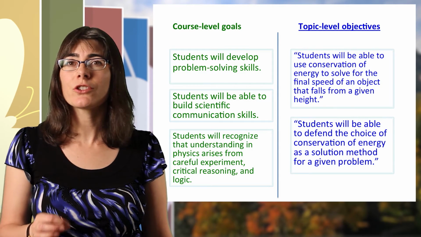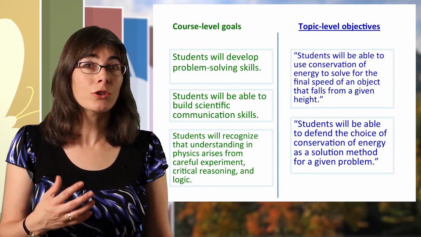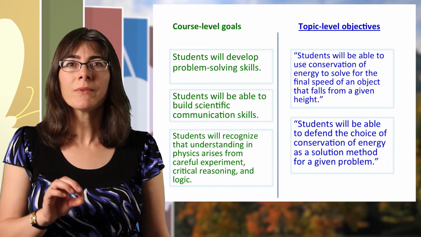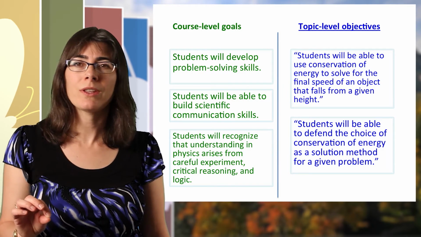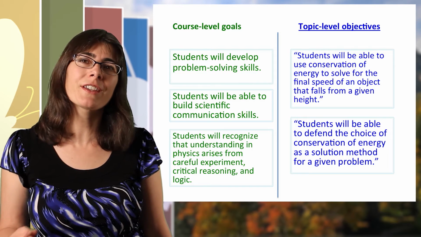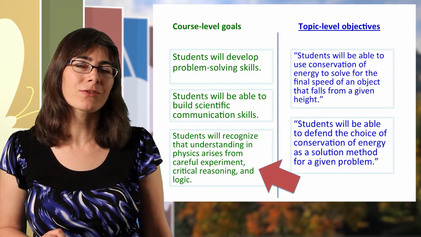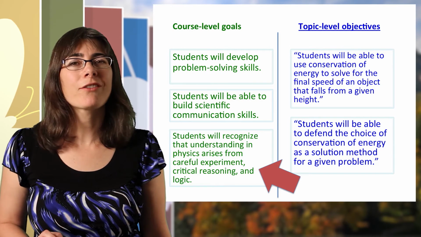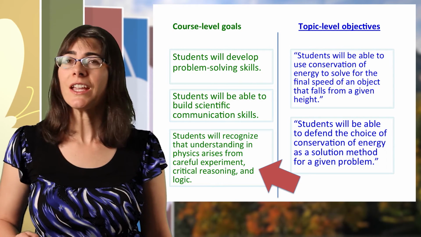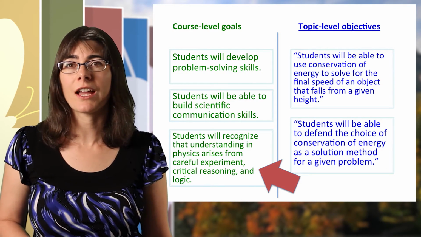So you can see these two goals that we talked about, these two objectives that we talked about earlier do align with these course scale goals, except for the last course scale goal. Students will recognize that understanding arises from careful experiment. I would just have to make sure that I have some other objectives that would help students to achieve that general goal.